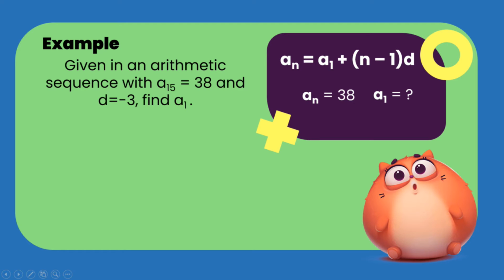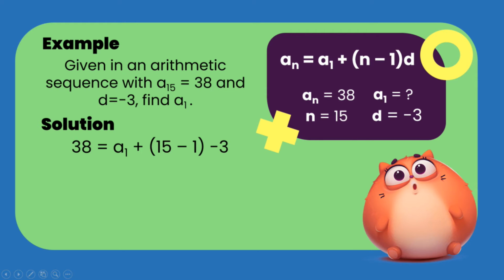Okay, that is correct. n is equal to 15 because in the given a sub 15, 15 defines the number of terms in the sequence. And for our common difference, we have negative 3. We can now proceed to our solution. From the given, we have 38 is equal to a sub 1 plus the quantity of 15 minus 1 times negative 3.